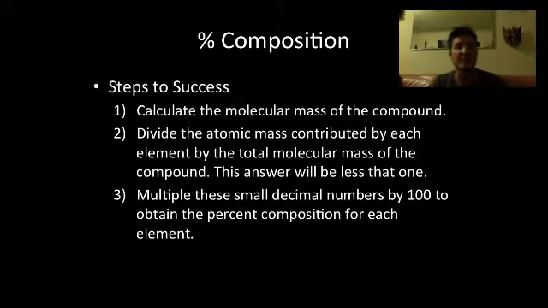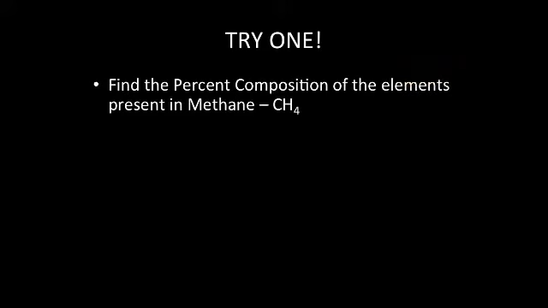We can go ahead and move on. And just 3 easy steps that you need to remember to complete these problems. Number 1, you need to calculate the molecular mass of the compound. That's the first thing you need to do. Then you can go ahead and divide the atomic mass contributed by each element by the total molecular mass of the compound. And this answer is going to be less than 1. But if we multiply it by 100, then we go ahead and get our percentage. So why don't you guys go ahead and try this one on your own.